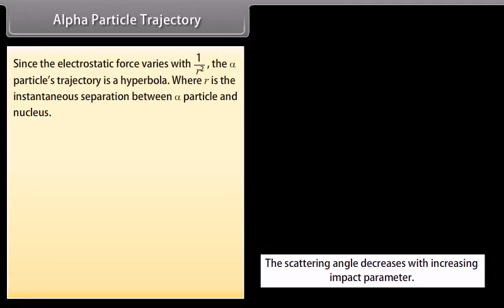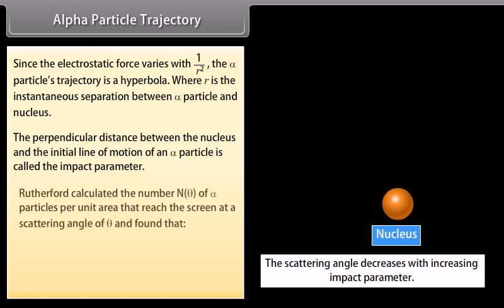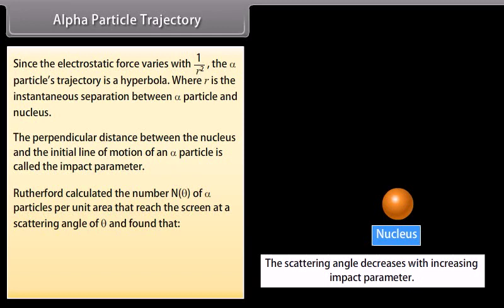Alpha particle trajectory. Since the electrostatic force varies as 1/r², the alpha particle's trajectory is a hyperbola, where r is the instantaneous separation between the alpha particle and the nucleus. The perpendicular distance between the nucleus and the initial line of motion of an alpha particle is called the impact parameter. Rutherford calculated the number N(θ) of alpha particles per unit area that reach the screen at a scattering angle of θ and found that N(θ) is inversely proportional to sin⁴(θ/2).